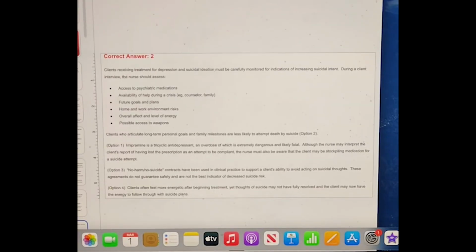Clients receiving treatment for depression and suicidal ideations must be carefully monitored for indications of increased suicidal intent. During a client interview, the nurse should assess for psychiatric medications, availability of help during a crisis, future goals and plans, home and work environment risks, overall affect and level of energy, and possible access to weapons. Clients who articulate long-term personal goals and family milestones are less likely to attempt death by suicide.